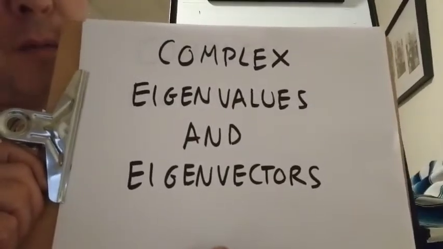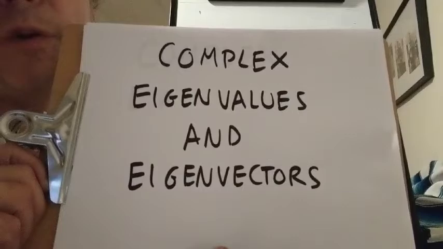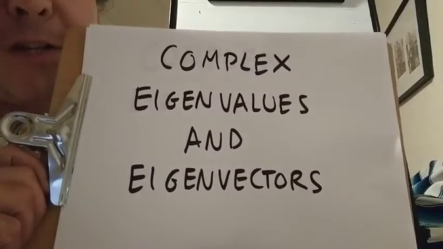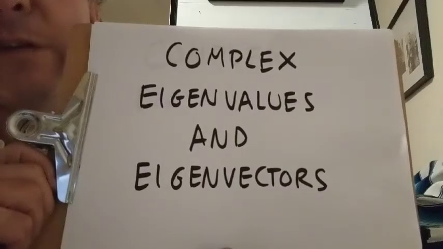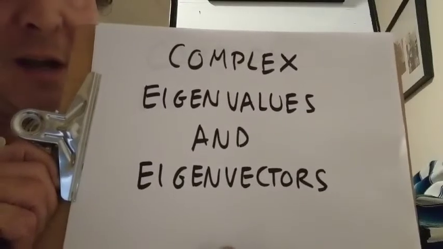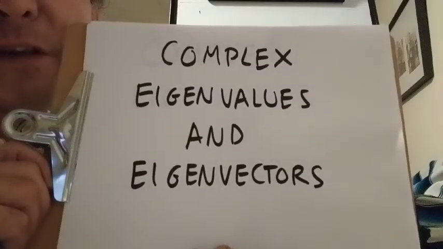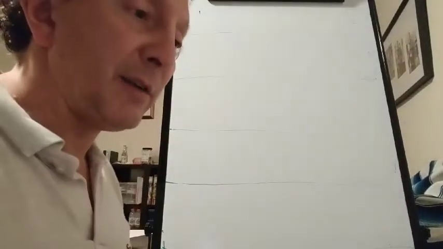Sometimes a polynomial equation with all real coefficients can have imaginary roots. So that means that a matrix with real entries can have imaginary eigenvalues, and those are going to lead to imaginary eigenvectors. But the good news is that imaginary eigenvalues come in pairs, and that's going to save us some computation.